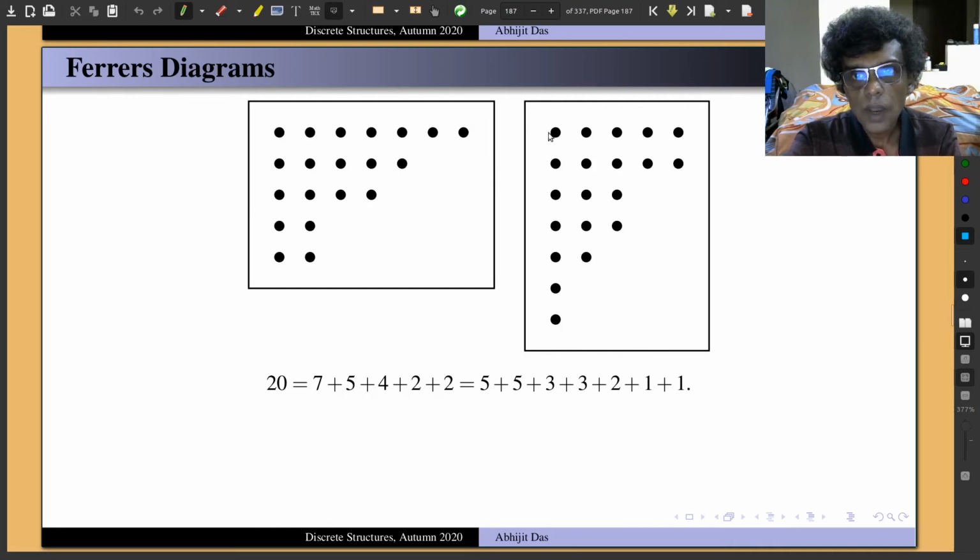This row has become this column. This row has become this column. This row has become this column. This row, this column, this row, this column.